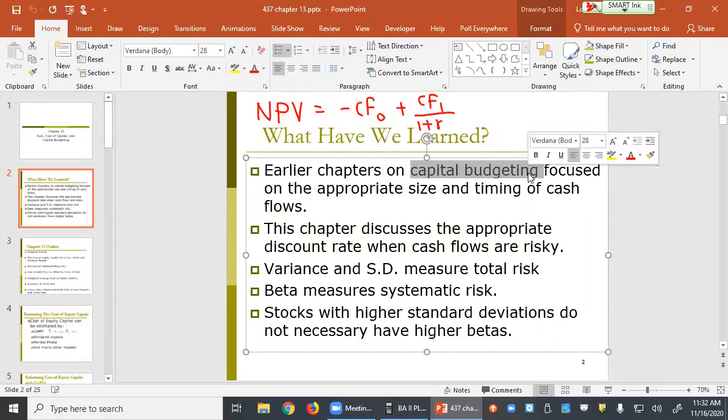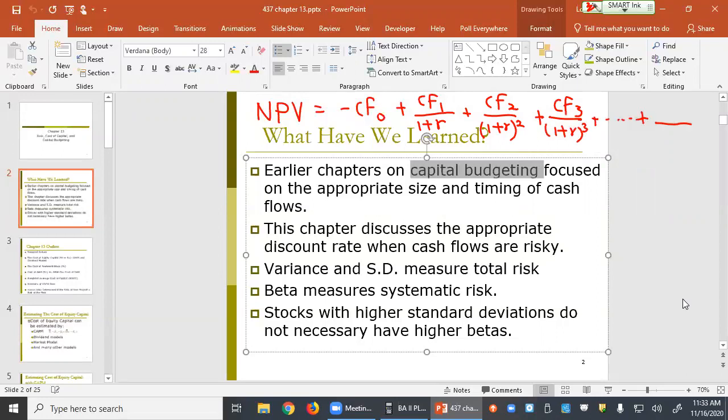To discount cash flow 1 back to present value, we discount it by 1 plus R for just 1 period. Now we add cash flow 2 to it. To convert cash flow 2 to present value, we discount it by 2 periods. So we divide it by 1 plus R to the power of 2. I will continue with cash flow 3, discounted by 3 periods, all the way until the end of the project.